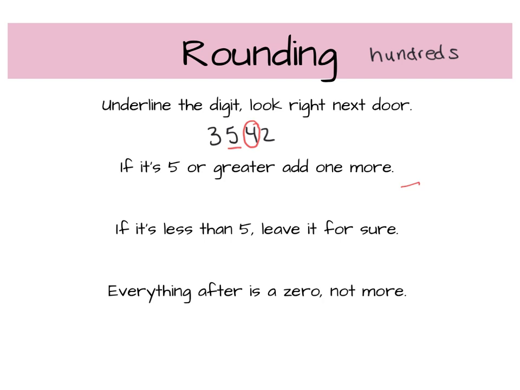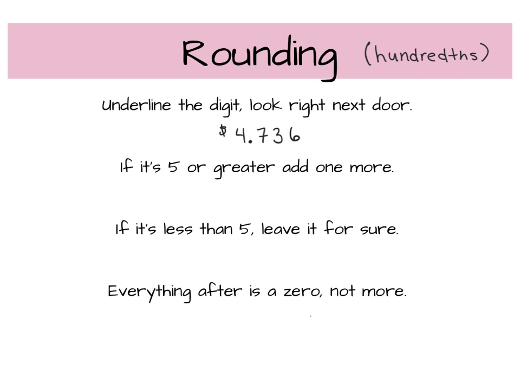If it's less than 5, leave it for sure. So we'll leave that 5 alone. So 3, 5, 4, 2. We're just going to leave it alone. And then everything after the place that we're rounding to will become a 0. So 3,542 is closer to 3,500 than it would be to 3,600.